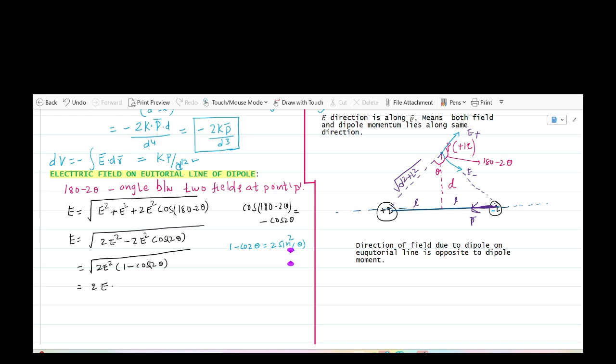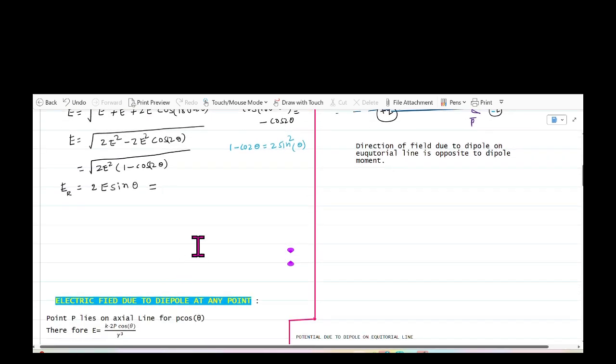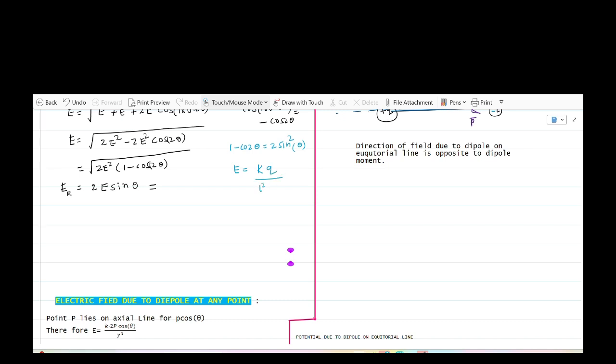So therefore this is the answer, 2E sin theta from the square root. So E resultant at that point is 2E sin theta. Which I can write, I know the value of E. So the E value, E positive or E negative, is equal to K into Q by L square plus D square.